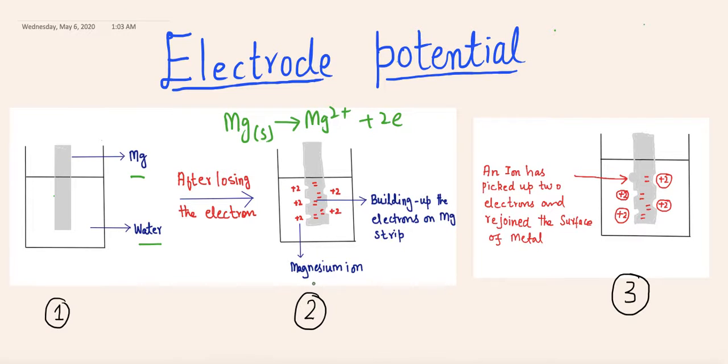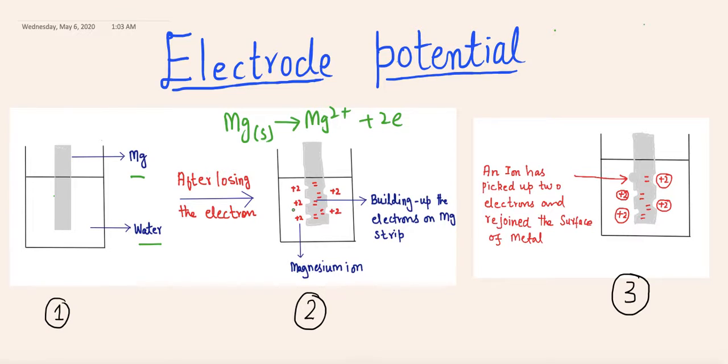Now in the second diagram, you can see that on the magnesium ribbon there is negative charge, and around the magnesium ribbon positively charged magnesium ion is present. So you can imagine that there is a strong force of attraction between the magnesium ion and the electrons. Some of the magnesium ions have a very strong attraction with the electrons.